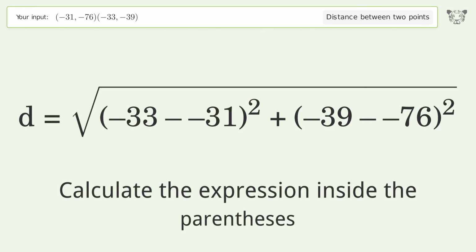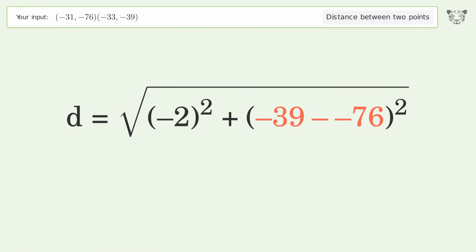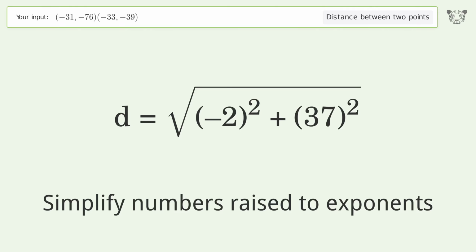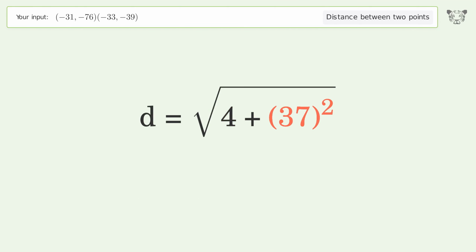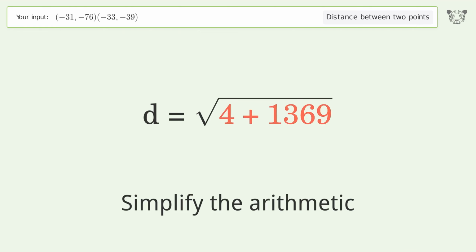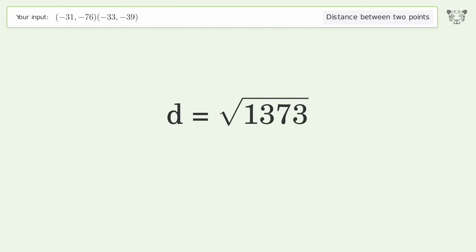Calculate the expression inside the parentheses. Simplify numbers raised to exponents. Simplify the arithmetic. And so the distance between the 2 points is the square root of 1,373, or 37.054.